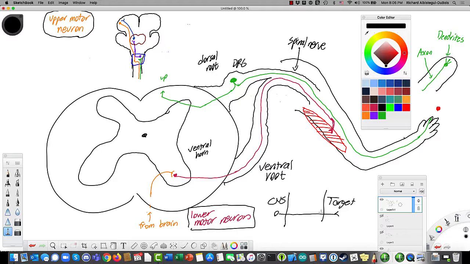So now you've seen somatic afferent, the body senses, and efferent, controlling skeletal muscle pathways. Those all work pretty much like that. So the next thing you're going to learn about is the autonomic efferent pathways.